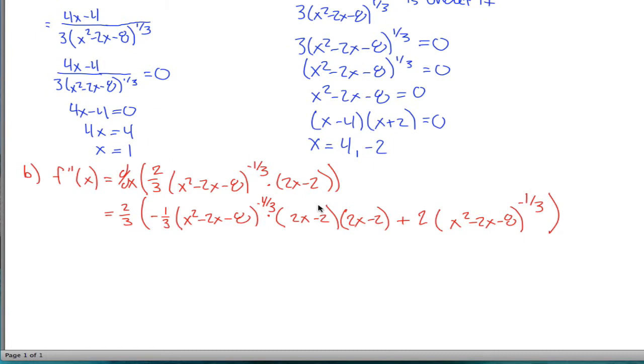This is a mess. You can try to simplify this if you want, but you really don't have to, because we just need to know the sign of f double prime of 1. Right? You need to change all the x's into 1s. 2/3 times negative 1/3 times. See, if I stick a 1 in here, I get 1 minus 2, which is negative 1, minus 8, which is negative 9, to the negative 4/3 power, times, oh thank God that's a 0. If this wasn't 0, that would suck, because I'd have to figure out what this is equal to, but I don't because this is 0.